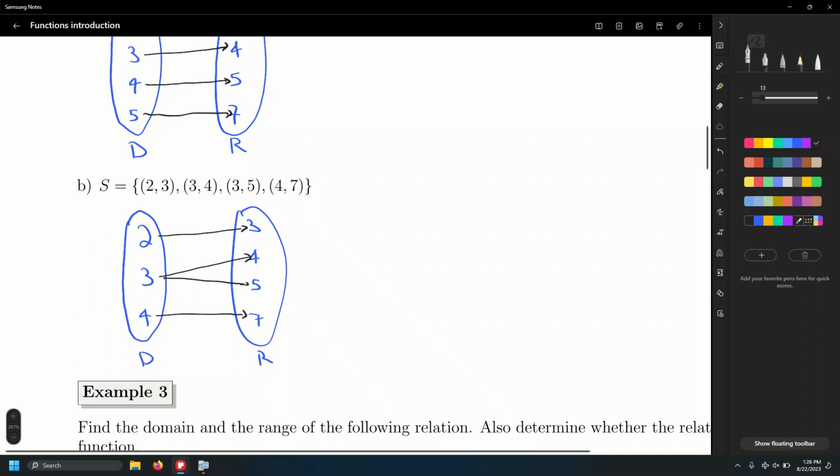Function or not a function? Not a function. Why not? 3 corresponds to 4 and 5. Yes, 3 corresponds with both, as your hint here. So here is the thing. The number 3 is going to two different values.